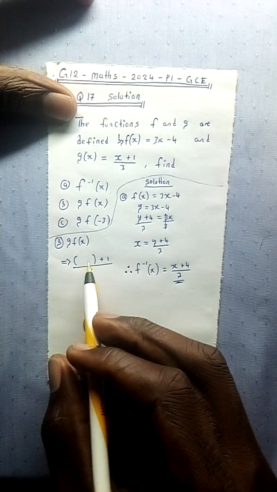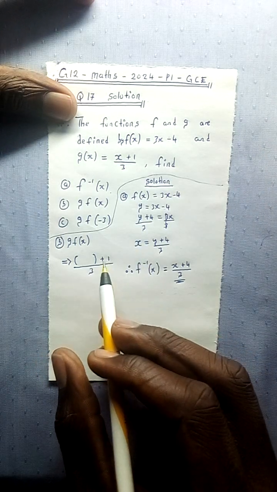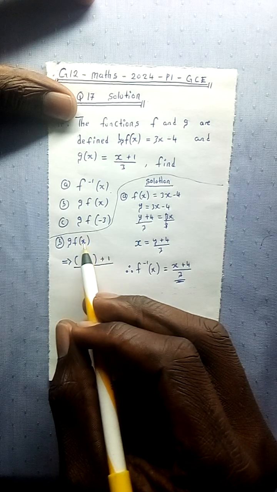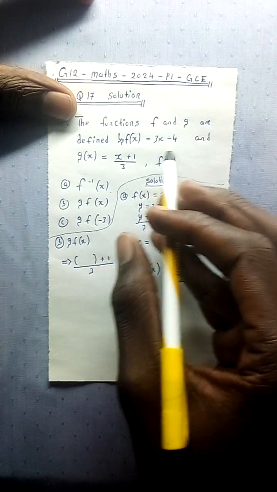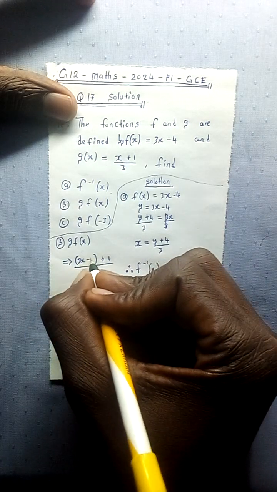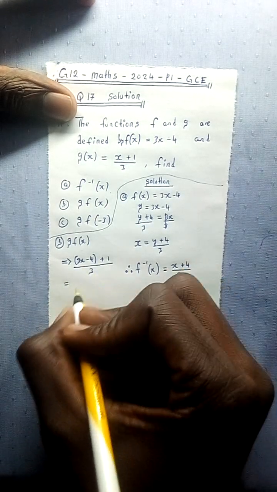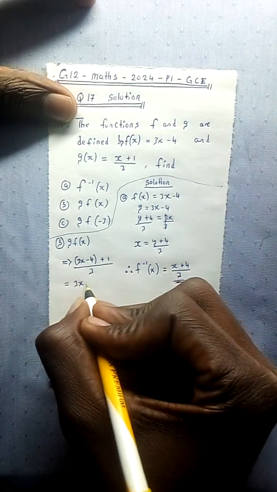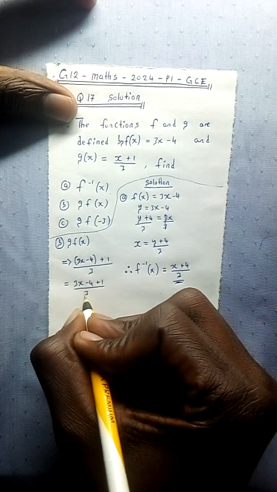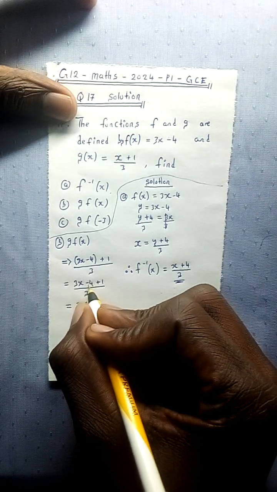Okay, but where there is x, we skip that part, right, and replace it with what? With this function, right, which is the f of x in this case. So f of x is 3x minus 4, so we're going to put 3x minus 4 here. Okay, so we are going to have 3x minus 4 plus 1 over 3. Therefore, we're going to have 3x.